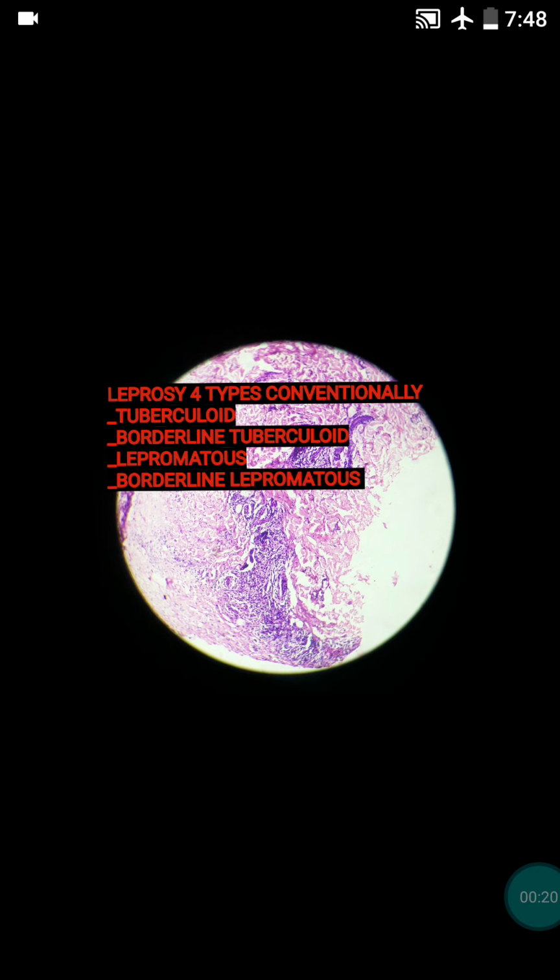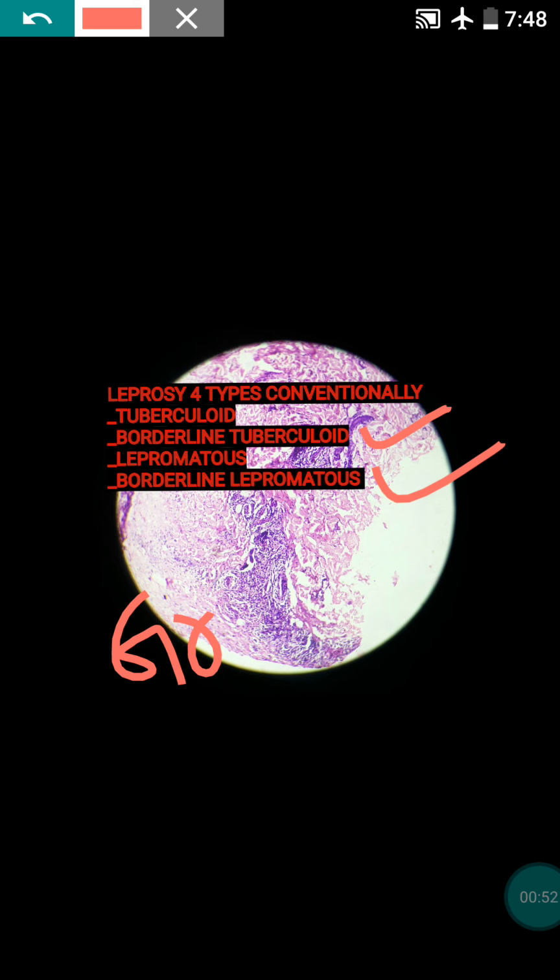Leprosy can be of four types: either tuberculoid or borderline tuberculoid, or lepromatous or borderline lepromatous leprosy. So how will you differentiate between the tuberculoid variant and the lepromatous variant? That is most important. First of all, you should be able to differentiate whether it is tuberculoid leprosy or lepromatous leprosy. The basic distinguishing feature is granuloma formation.